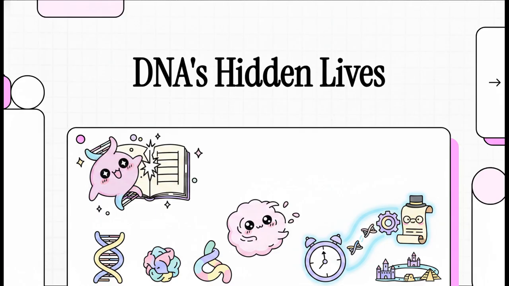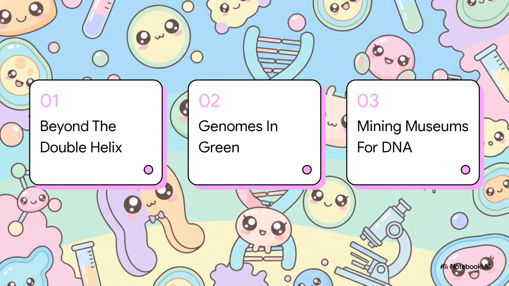It's shape-shifting and it's hiding in plain sight across some incredibly different scales. We're talking about how this foundational molecule literally twists under pressure, how it hides out in unexpected cellular factories, and how it's actually letting us time travel through centuries of archived history. Let's get into it. So here is our micro to macro map for today.